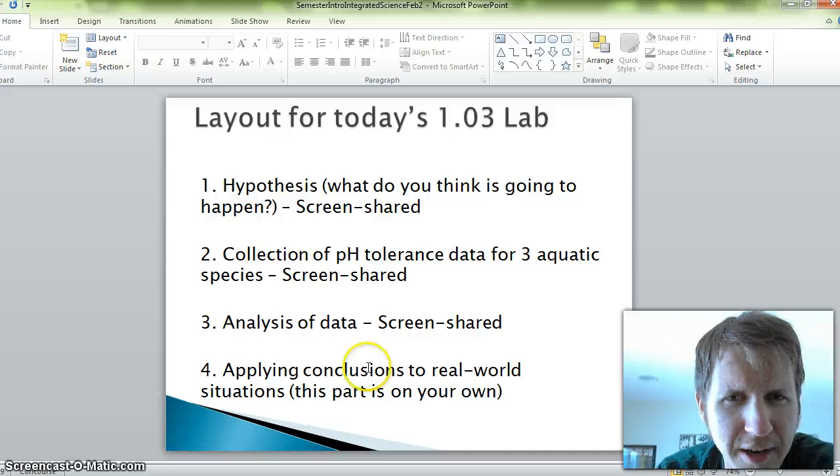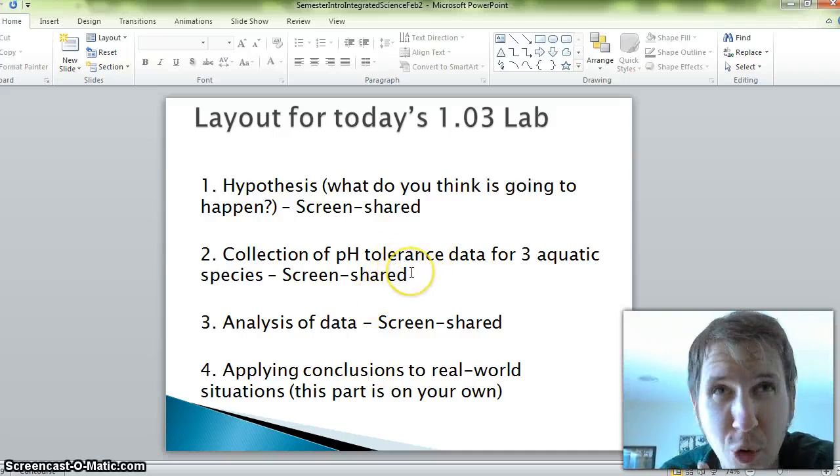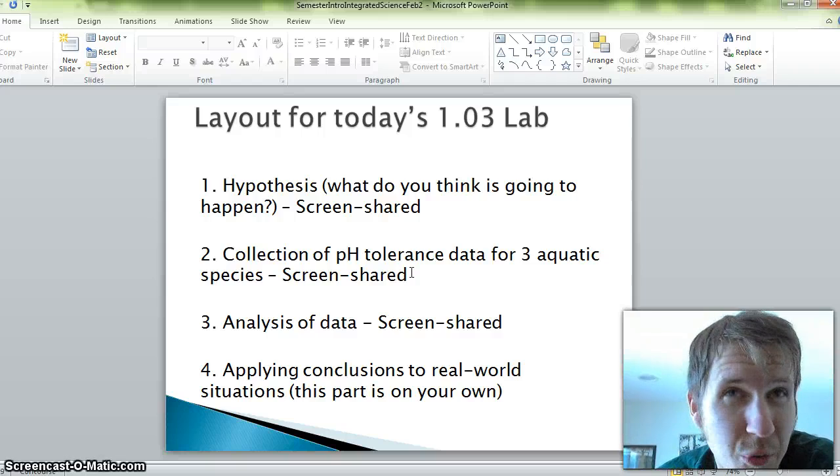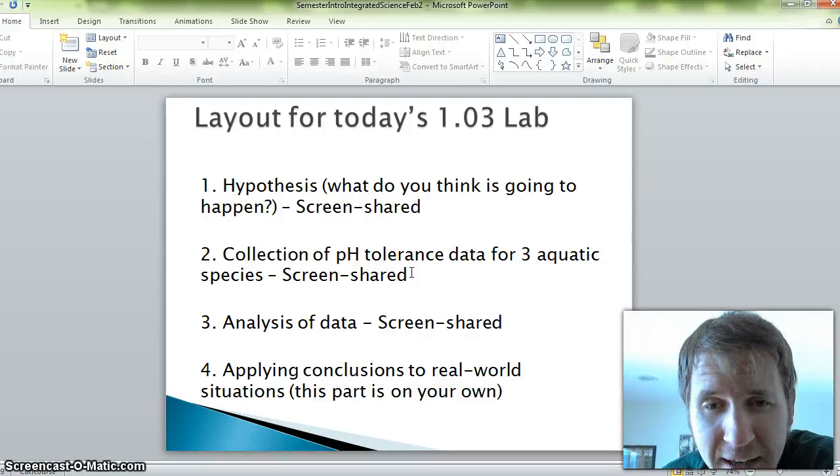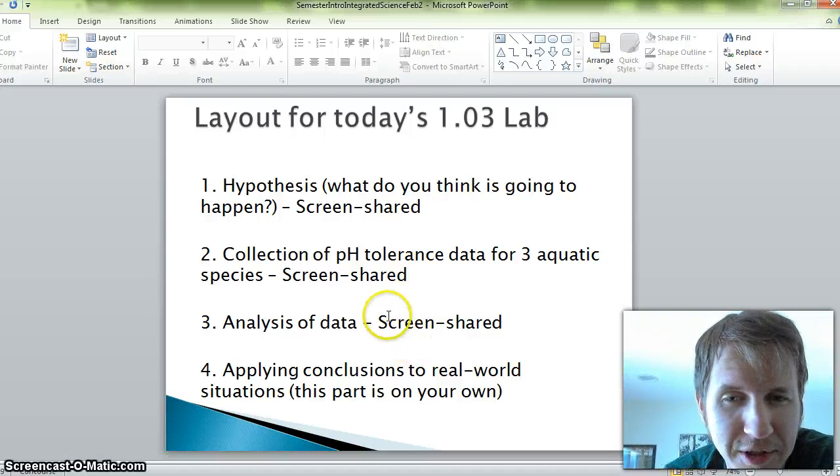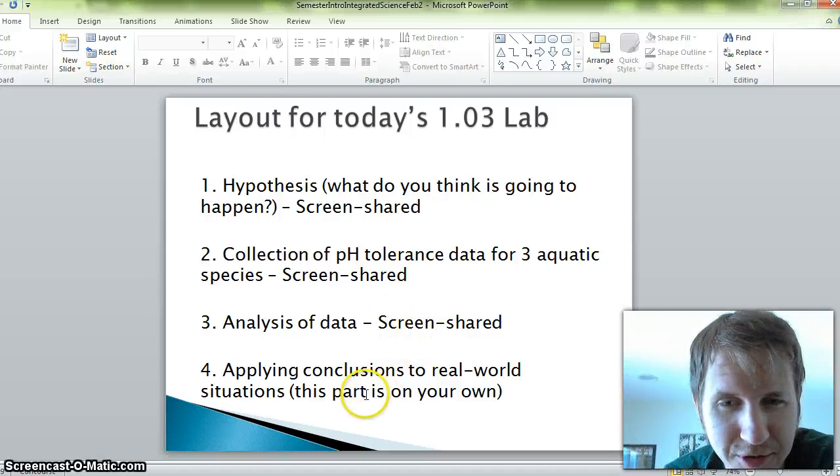All right, so what we've done is we have collected pH tolerance data for 3 aquatic species or more. We've just kind of looked at them, which ones went first, which ones went last. I had wanted you to keep track of that. And then we're going to do an analysis of data and conclusions to real-world situations.